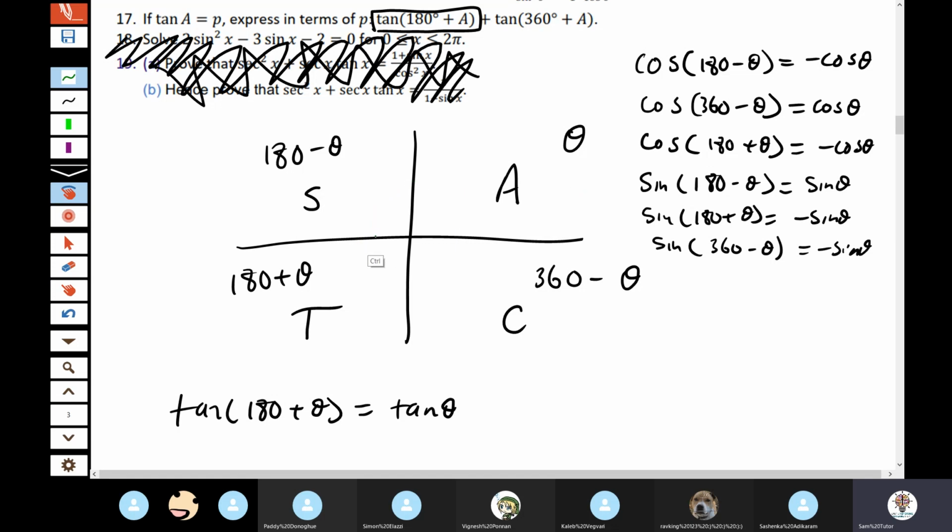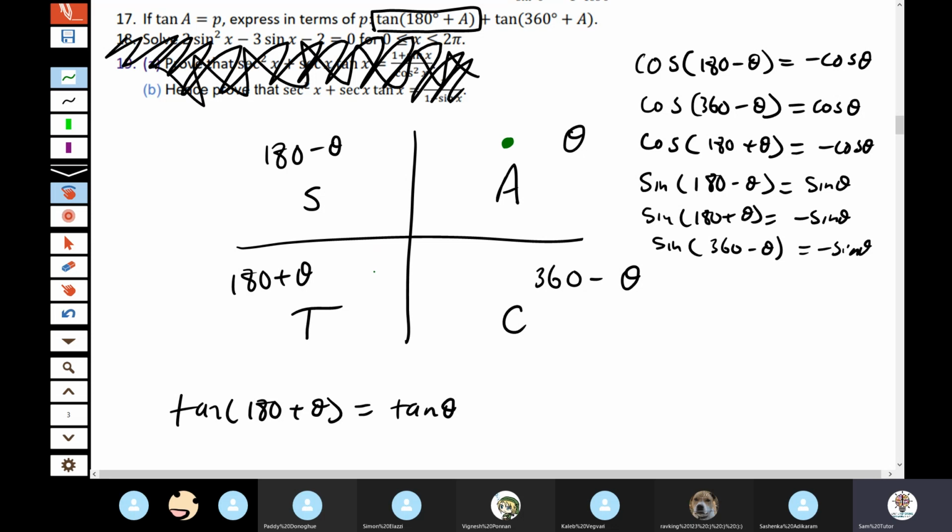What would this angle be now? From here to here? 180 to 270. And then, of course, this is any number from 270 to 360. That's why it's 360 minus theta. That's why this is 180 plus theta. So you said 45 degrees. 45 degrees would be right here.